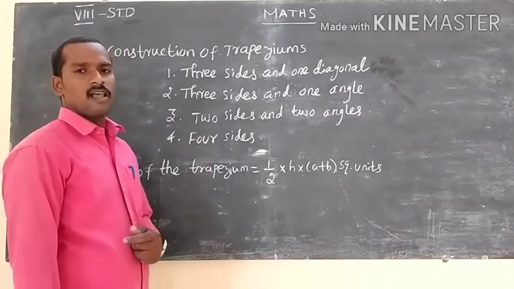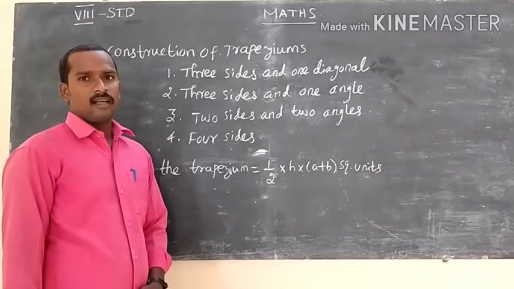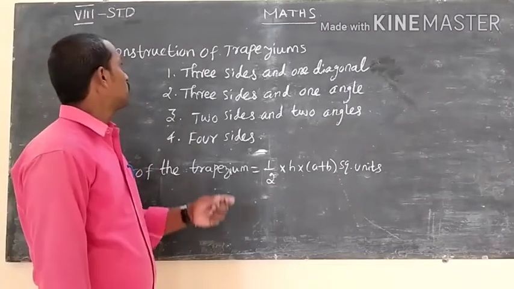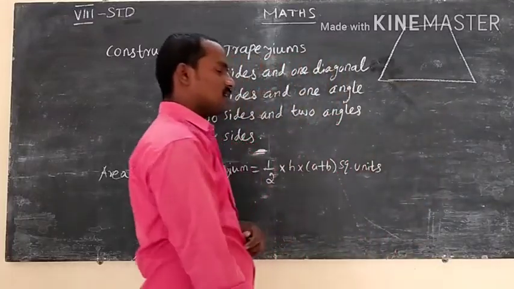Okay. In the last class we discussed construction of the quadrilateral. In this class we are going to see about construction of the trapezium. It's the shape of the trapezium.